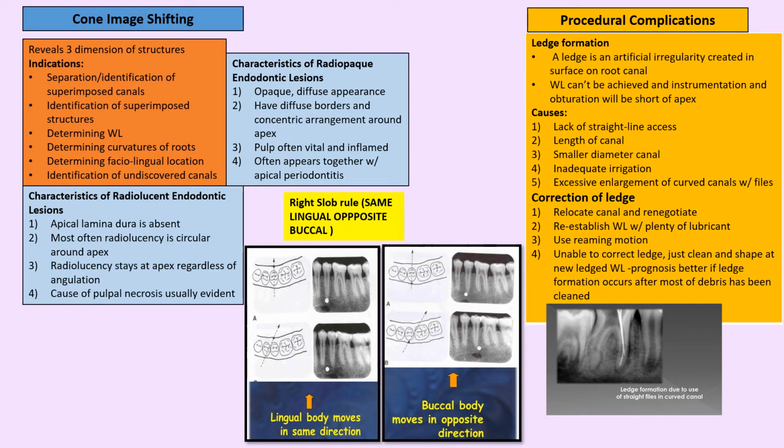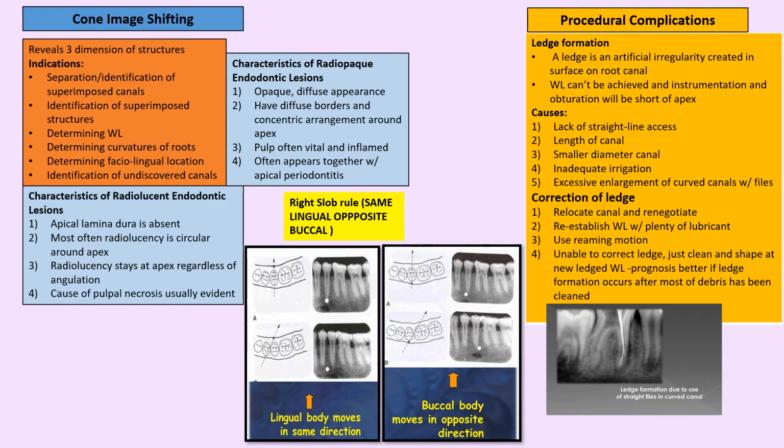Now cone image shifting, that's related to your SLOB rule: same lingual, opposite buccal. So when you are shifting the X-ray cone towards one side, let's say mesially, and the canal also appears to shift mesially, that means shifting on the same side, that is lingual. If you shift your X-ray cone mesially and the canal appears to shift distally, that means shifting on the opposite side, that means it is present buccal. So mainly for identifying superimposed buccolingual directions, you can determine by using your SLOB technique.